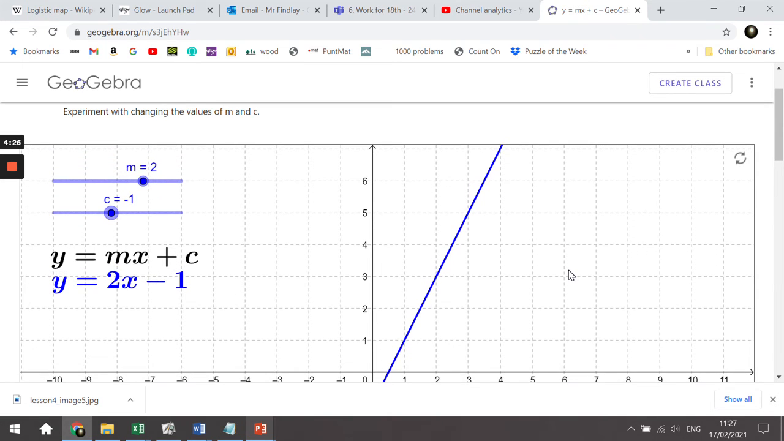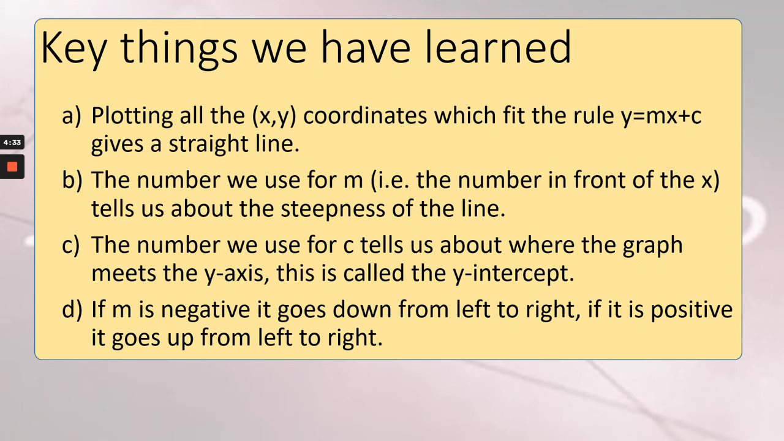So those are our key things that I want you to take away from playing with this little software. So I've summarized those right here. Plotting all the coordinates which fit a particular rule gives us a straight line, certainly if the rule is y equals some number times x plus something. We've seen that the number we use for m, the number that comes in front of x, tells us about the steepness of our line. The number that we've got in there, c, the thing that's added on the end of our equation, is where we meet the y-axis, and I had the special term y-intercept.